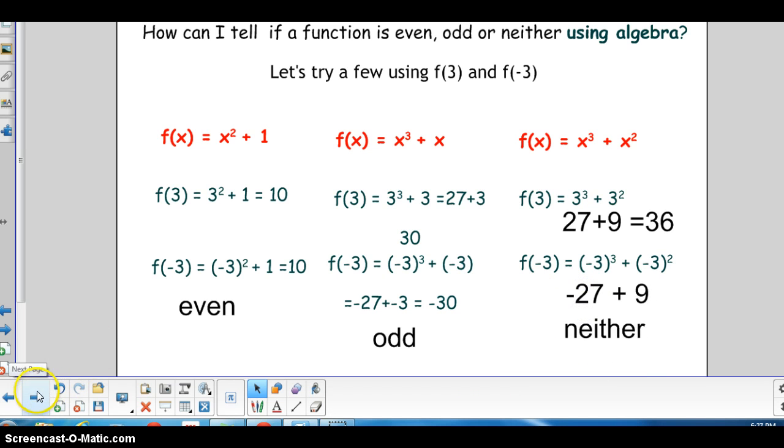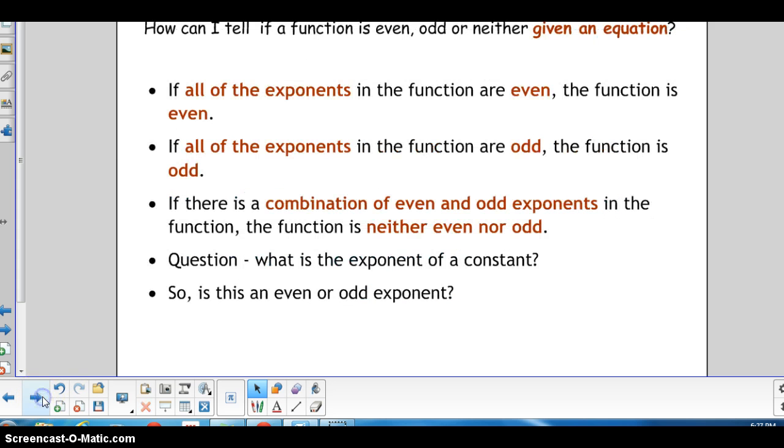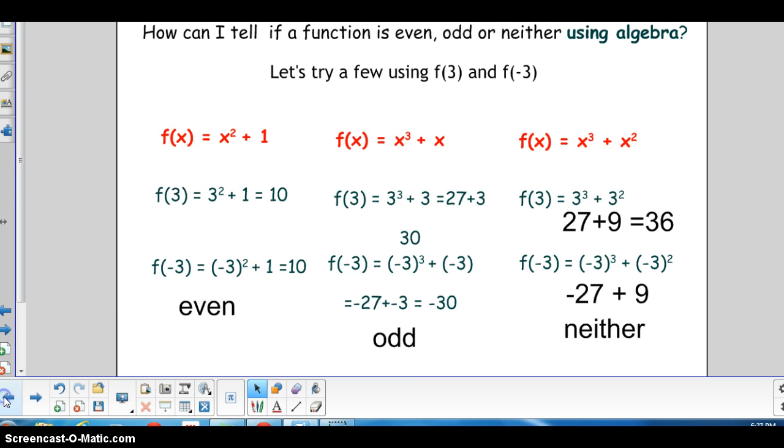So can we make a conclusion from what we see here? If all of the exponents in the function are even, the function's going to be even. If all of the exponents in the function are odd, the function's going to be odd. And if there's a combination of even and odd, the function's going to be neither. As you can see right here, we have an odd exponent and an even exponent, so I knew before I even plugged in my values that it was going to be neither.